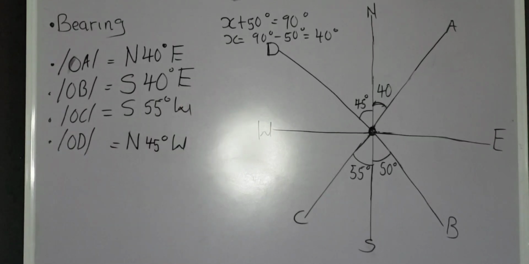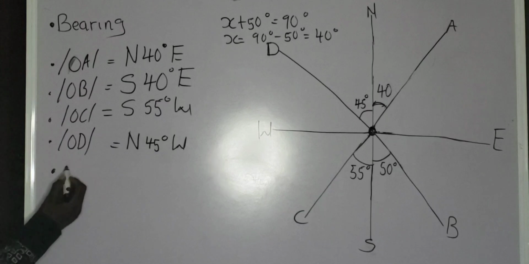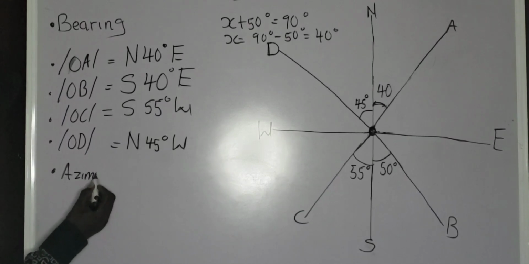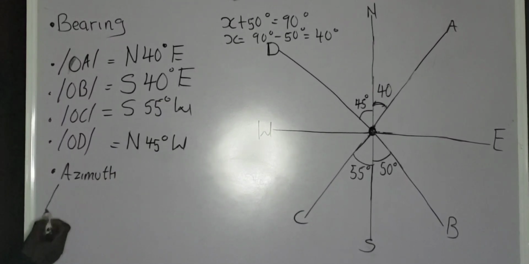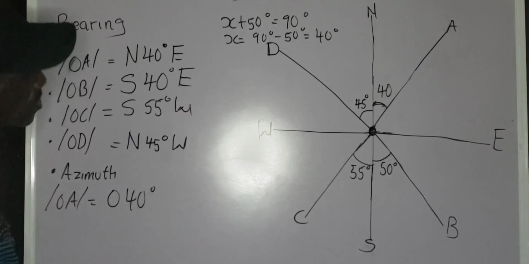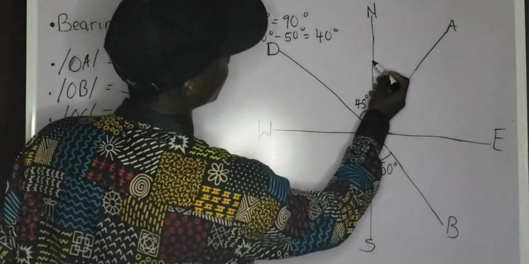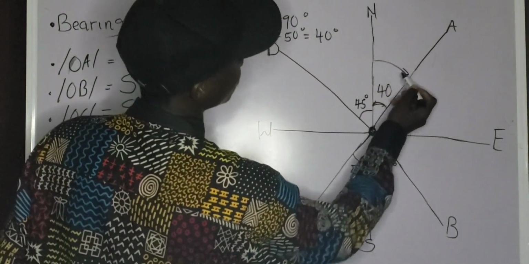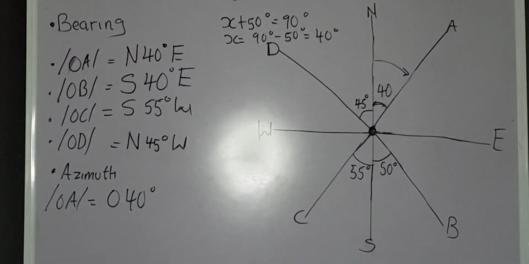Now we can also determine the azimuth of this line. Let us start with line OA. What is the azimuth of line OA? The azimuth of line OA is 40 degree, because azimuth is the angle that ranges from the north to the line that we are dealing with, and we are dealing with line OA now. So the azimuth is 40 degree.